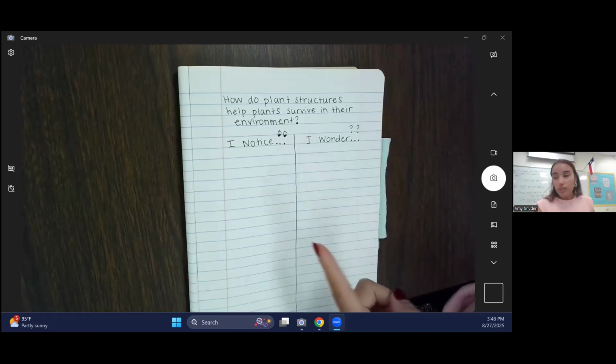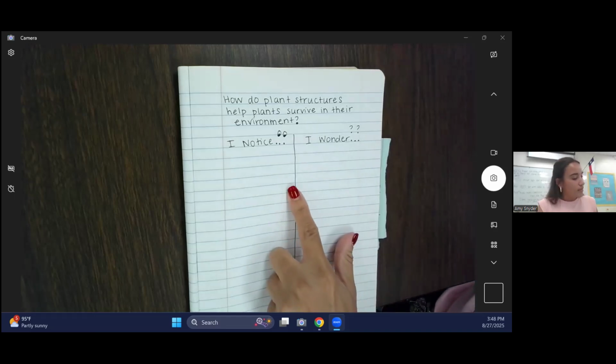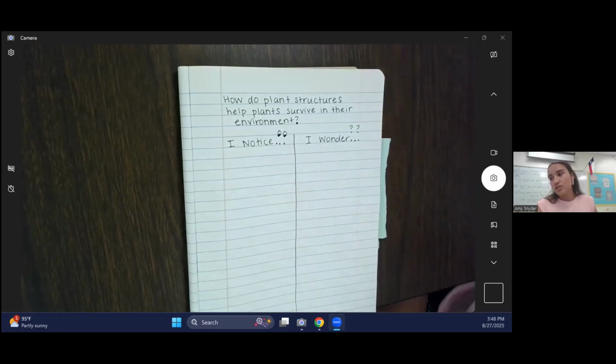So usually when we're doing an Engage, we highlight our I notice, I wonder protocol. And so you can present the students with the plant and ask, what do you notice? And they can record their observations in their science notebook. And then the I wonder is when they would generate a question.